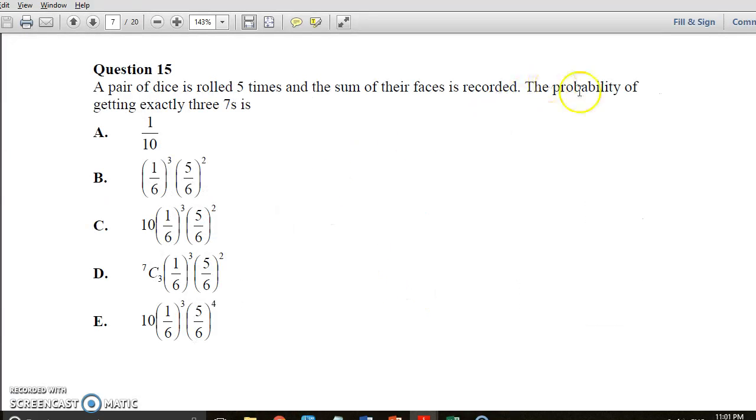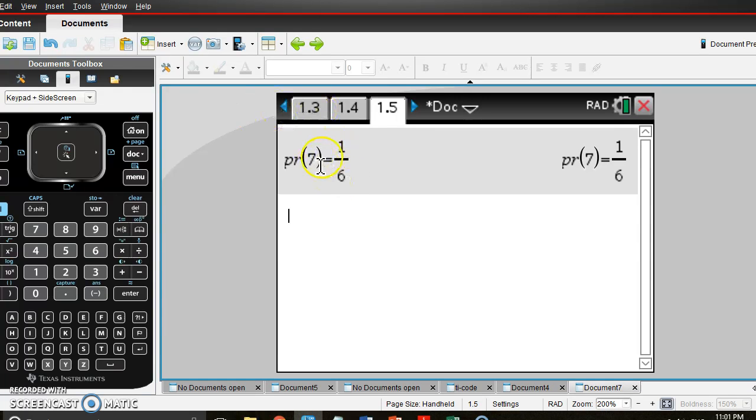So then what we want is the probability of getting exactly 3 sevens. So this is a binomial question. We can either have a 7 or we cannot have a 7. This is our probability of success. We're going to roll the dice 5 times. So our binomial probability tells us Pr(X = 3) equals nCr, 5, 3, because we're rolling 5 times through 3.